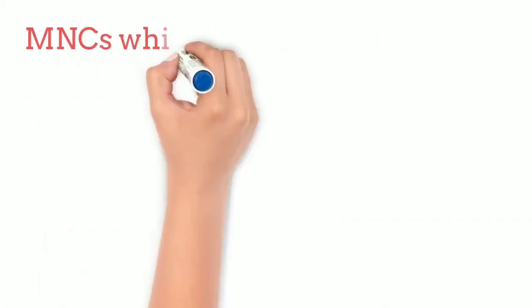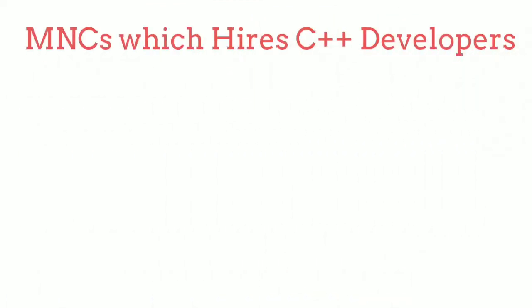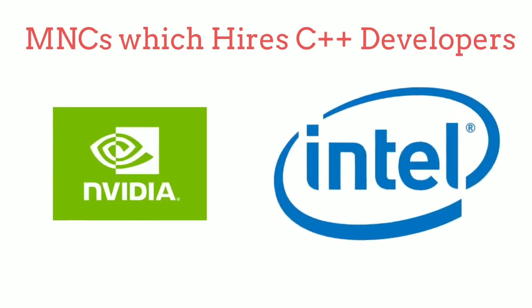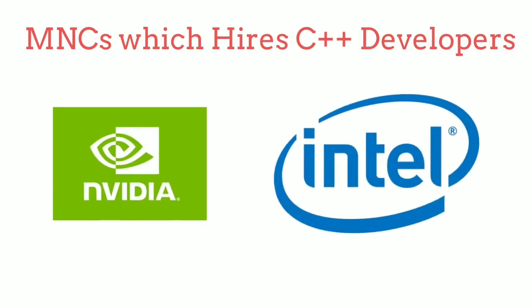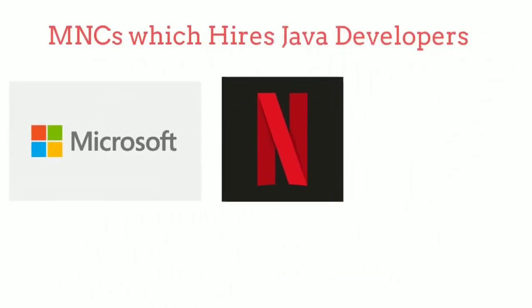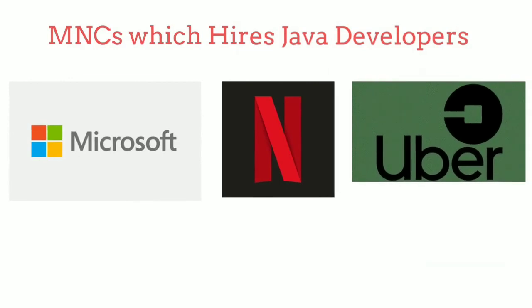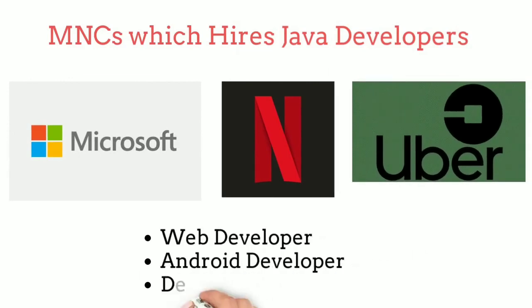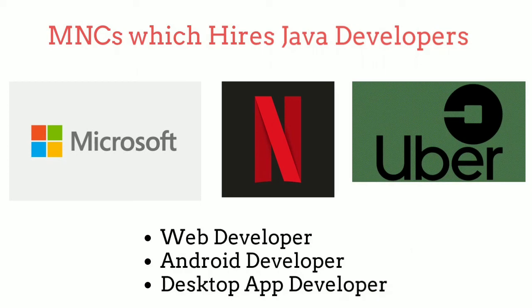So, in simple words, if you want to work with big MNCs like Nvidia and Intel, which work with operating systems, then you should learn C++. But Java is widely used in industry more than C++. Microsoft, Spotify, Netflix, and Uber use Java for development of their applications. So, if you want to work with web development, Android development, or desktop GUI development, then you should learn Java.